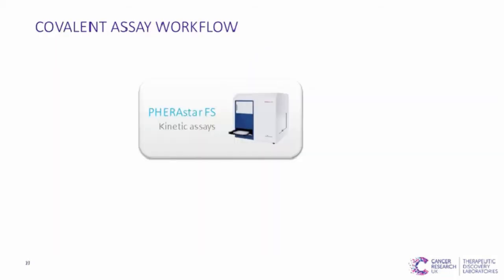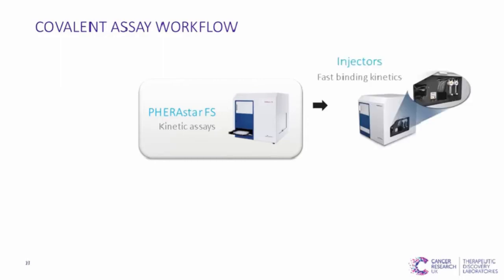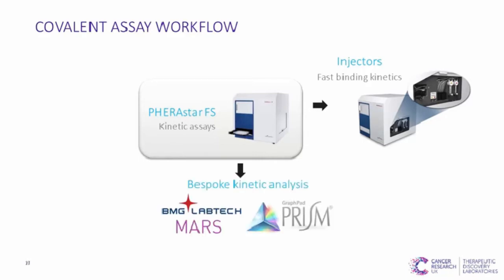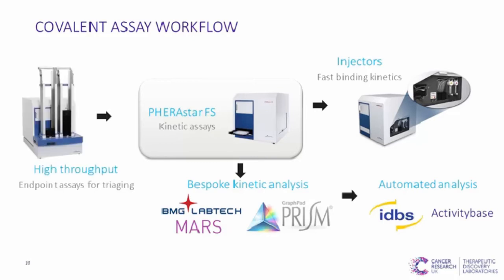This means that it's really important to characterize covalent compounds in a kinetic way, and this is why we like the PHERAstar FS. We find it particularly user-friendly for kinetic assays. The injectors allow us to study fast-binding kinetics, which we find useful, especially in early assay development. The MARS software allows us to do bespoke kinetic analysis, and we use that hand-in-hand with Prism. And later on, we look to automate our analyses, and typically we do that using ActivityBase.